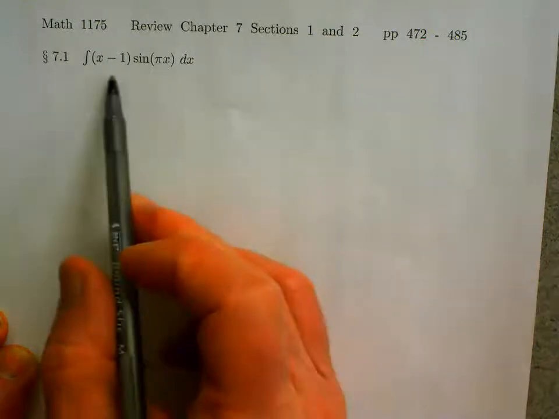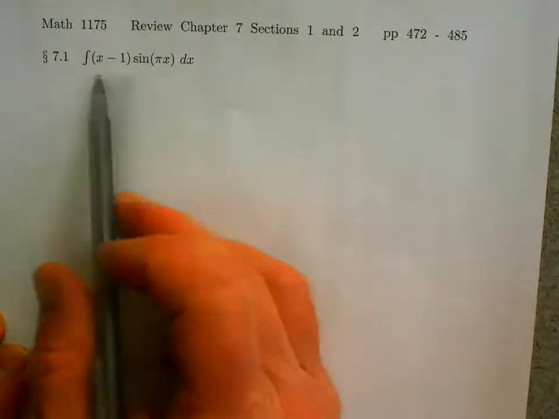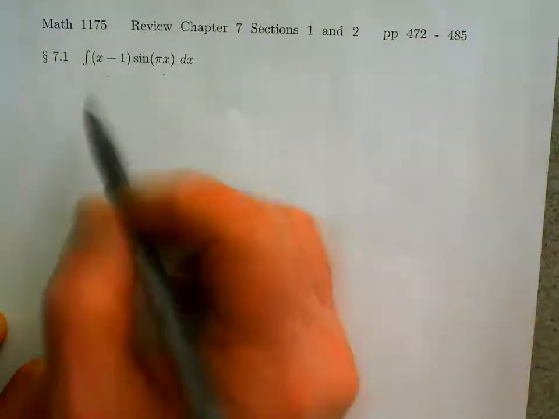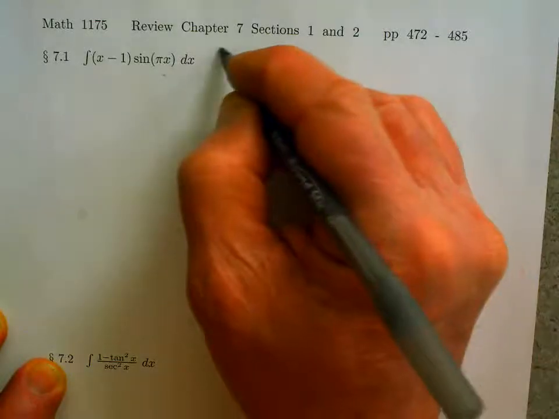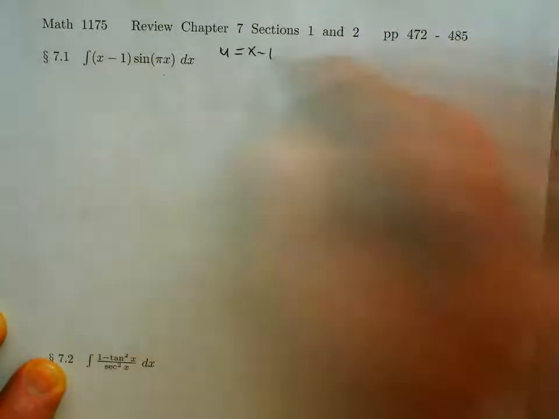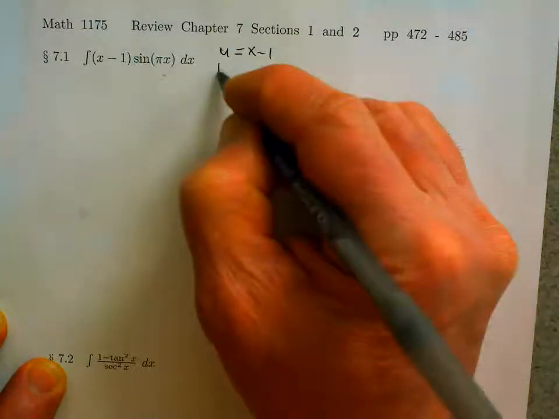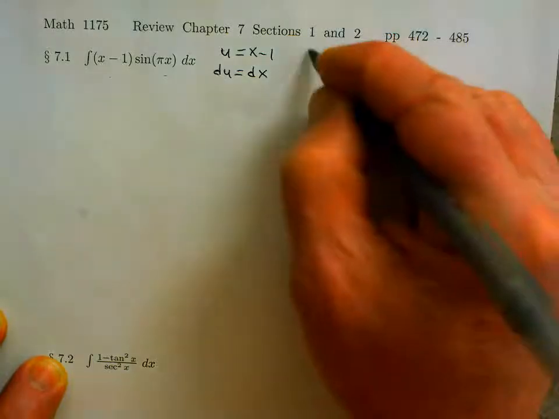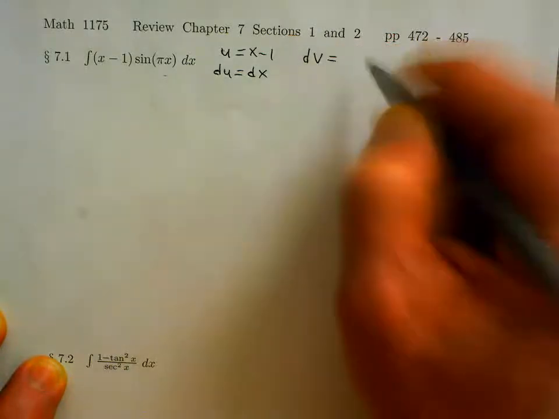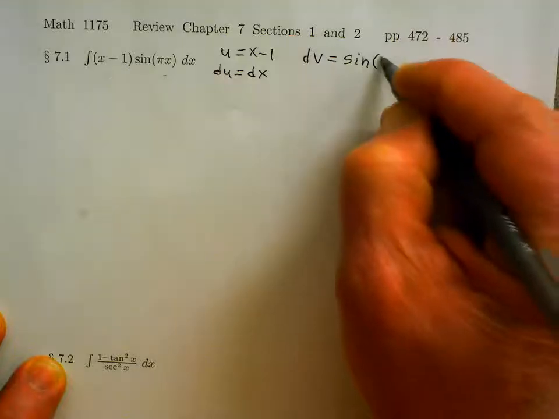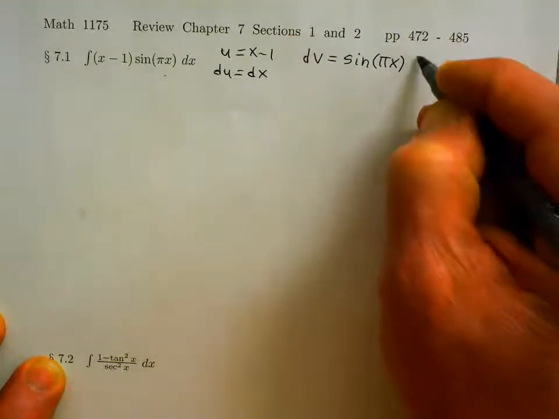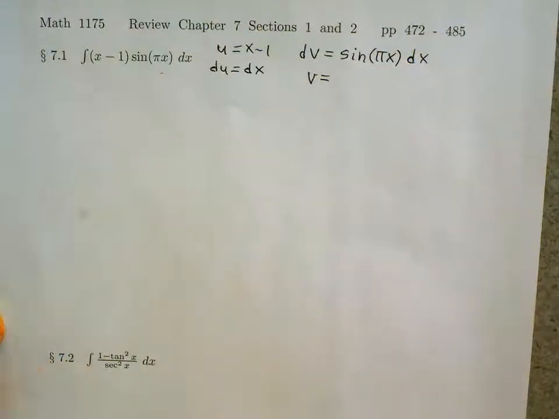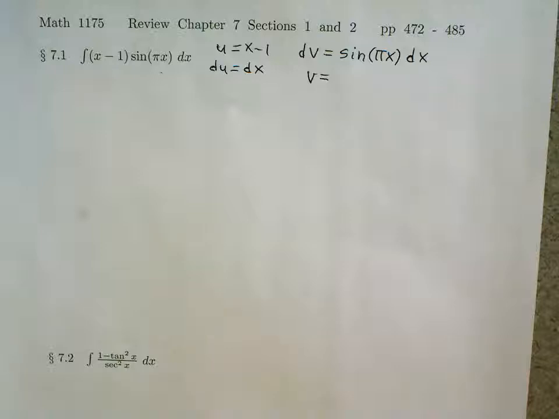So, well, there's more than one way to do it. But if we just assign u to be x minus 1, so that du is dx, and then assign dv to be sine of pi times x dx. And what will the value of v be if dv is sine of pi x dx?